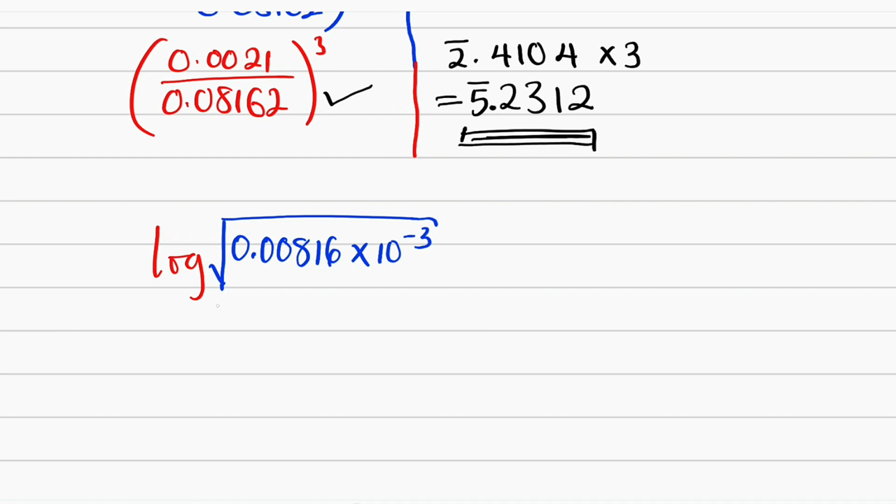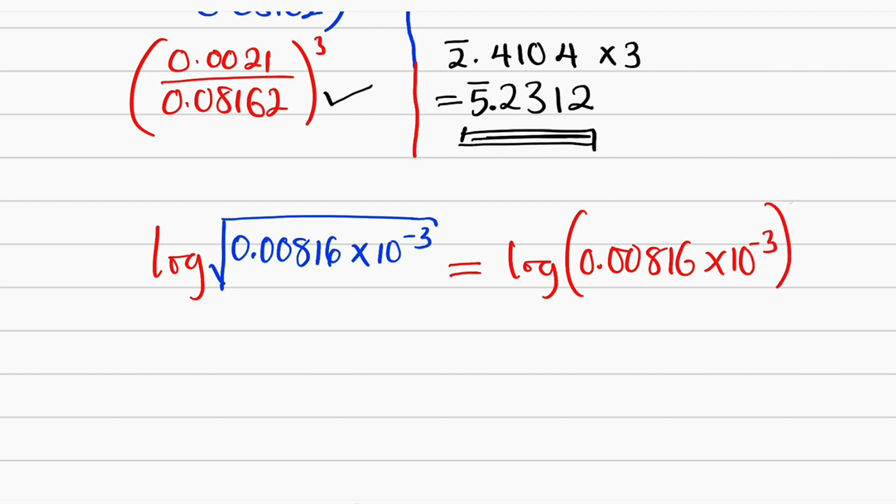We know that from laws of indices, a square root can be written in an index form as 1 over 2. So this is equal to log of this number 0.00816 multiplied by 10 raised to the power of negative 3, raised to the power of 1 over 2. Again, from laws of logarithm, this power can now multiply. We have 1 over 2 log of, we can even transform this number into standard form.